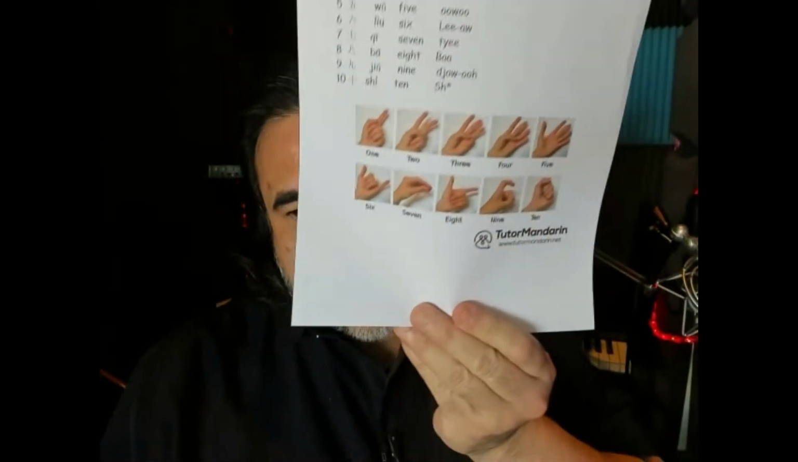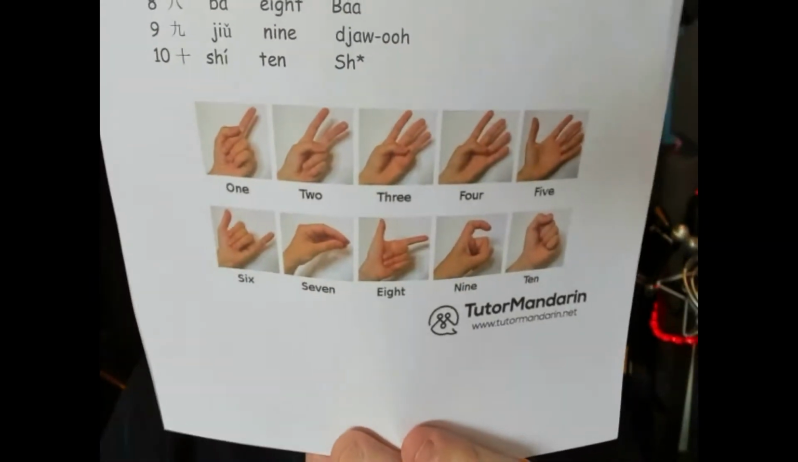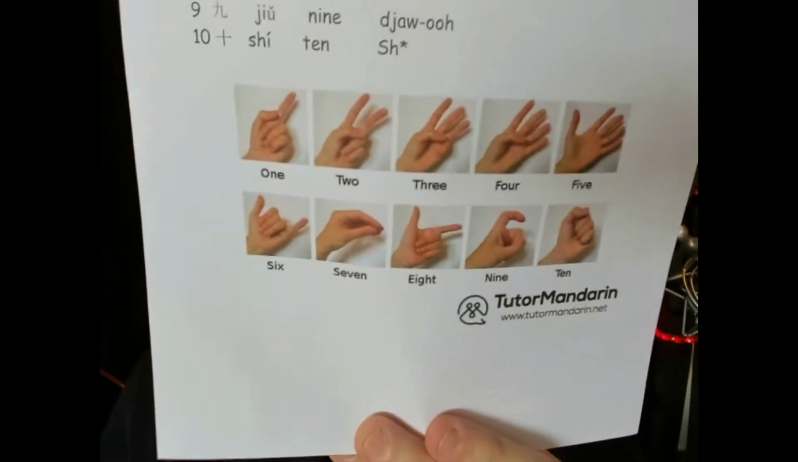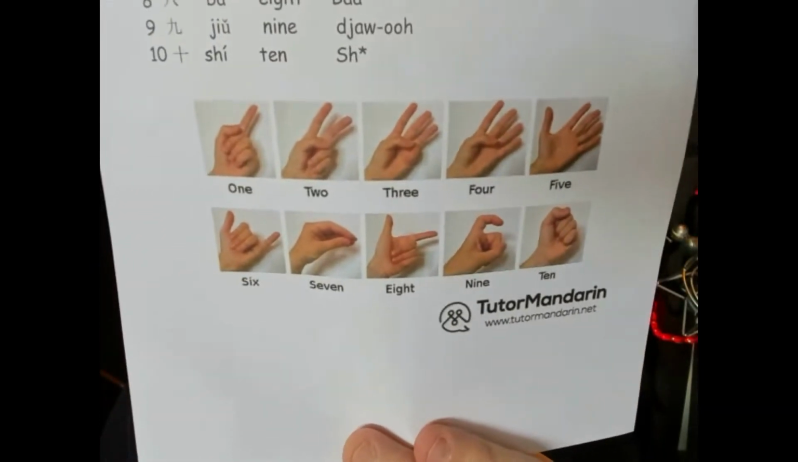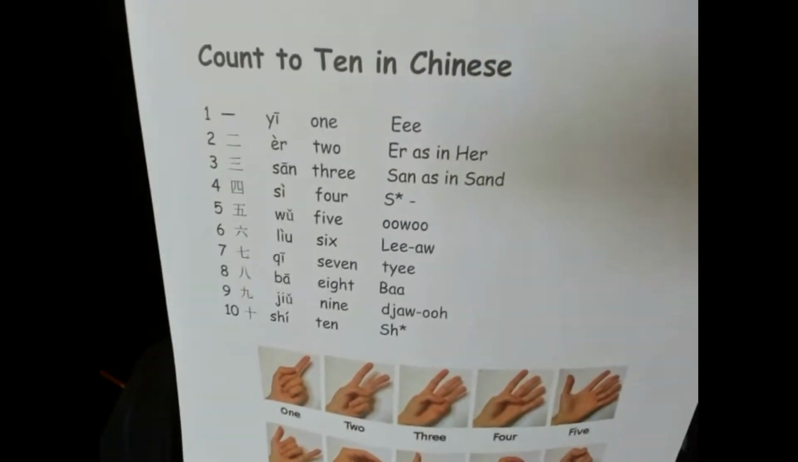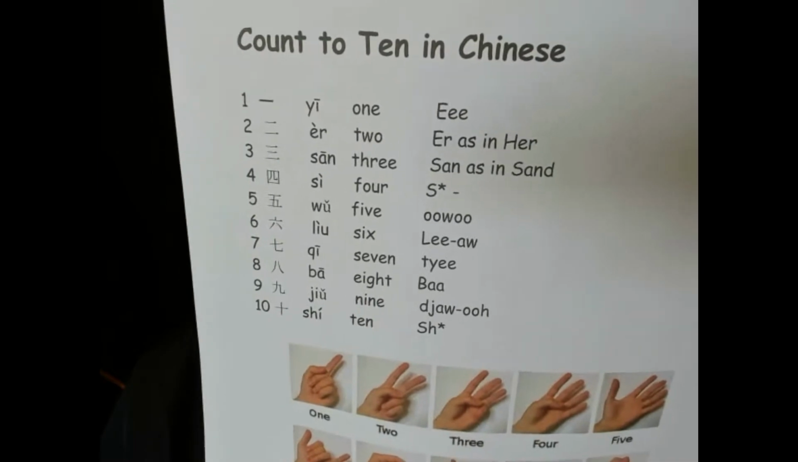So I have this sheet here. See this sheet here? And it has a bunch of hand signals as well too. See these hand signals? These symbols and these signals here are the way they do it in China. And I'm going to show you how to do that, okay? And you're going to have this sheet as well too. And this is how to count to 10 in Chinese. And I'll be able to show you how to do that. So let's go very slowly, okay?